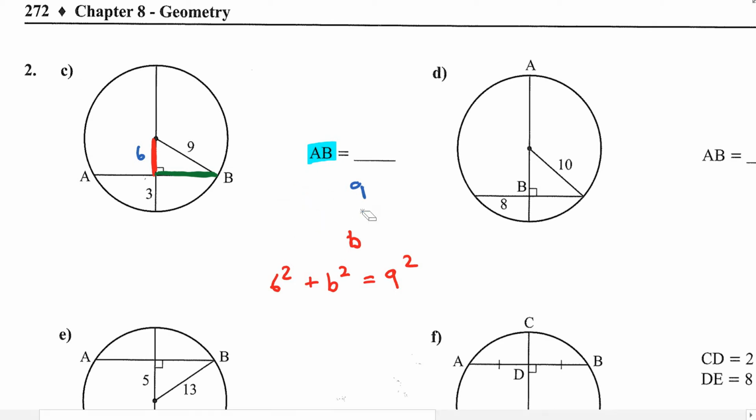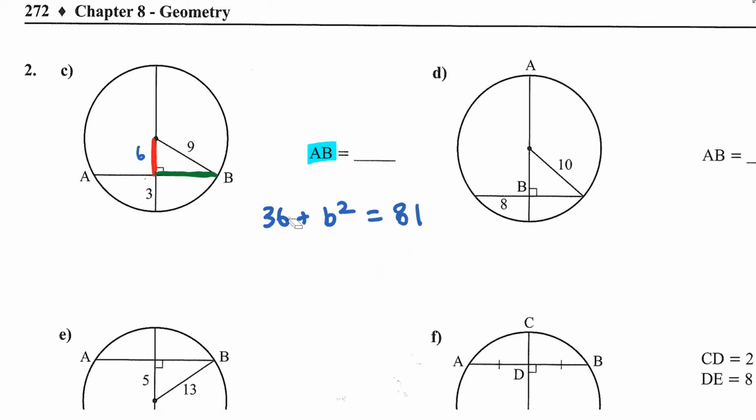So let me erase this triangle here so I have a little bit more room. If I take a look at 6 squared, that's going to be 36, plus b squared, that won't change, equals, well, 9 squared is going to be 81. Okay, and then now I need to solve this problem, and all I need to do is take this 36 and bring it to the other side. So that's going to be b squared equals 81 minus 36. And 81 minus 36 will give you a value of 45. So b squared equals 45.